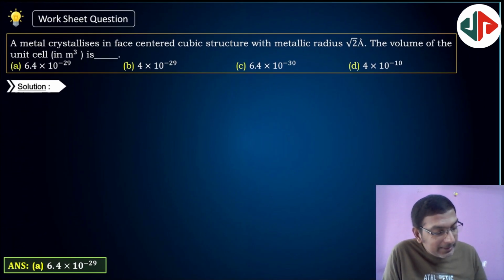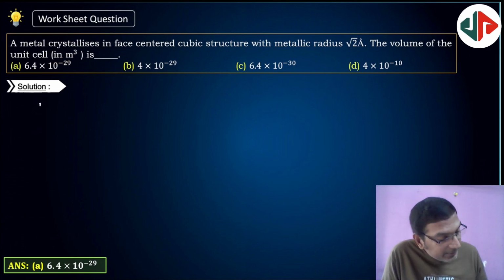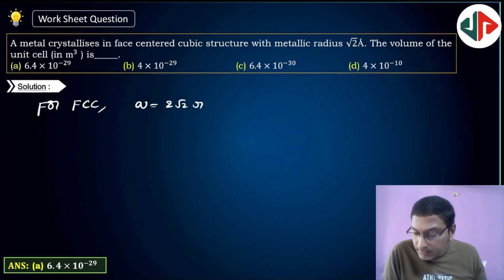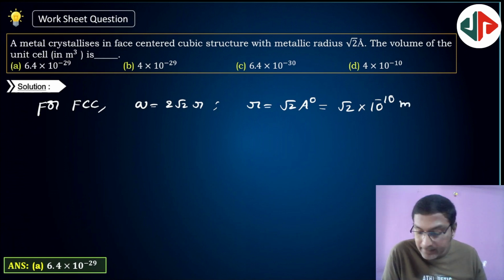A metal crystallizes in FCC with metallic radius. So volume we should find in meter cube. So for FCC, we know a equal to 2 root 2 R. So R value, radius is given root 2 in angstrom. So in meters, R is root 2 into 10 power minus 10 meters. So 1 angstrom unit equal to 10 power minus 10 meters.